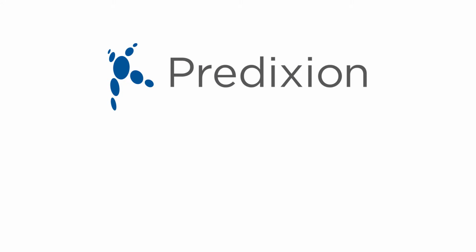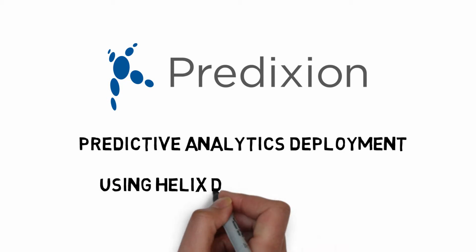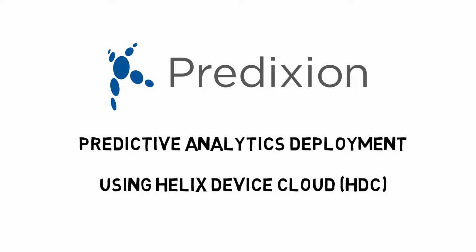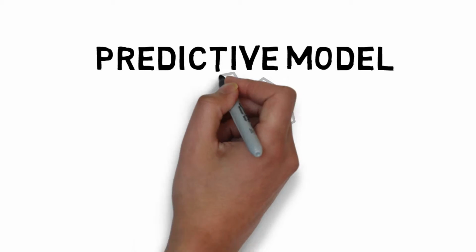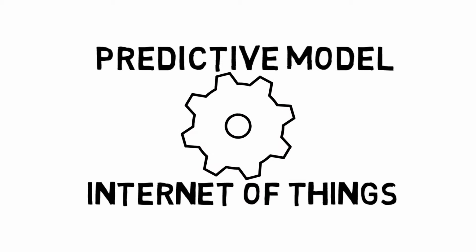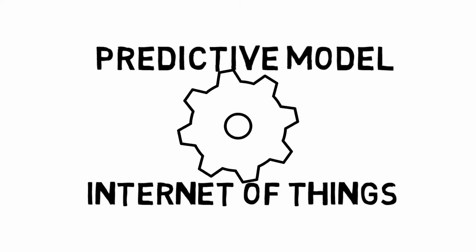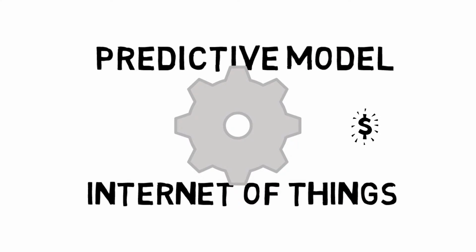I'm going to show you how you can use Predixion software to deploy predictive analytics using Helix Device Cloud, or HDC. Predixion offers an easy deployment tool that empowers the users to deploy a predictive analytics package to a device. This helps you take the power of predictive analytics to the Internet of Things without the need for complex operations or costly development.